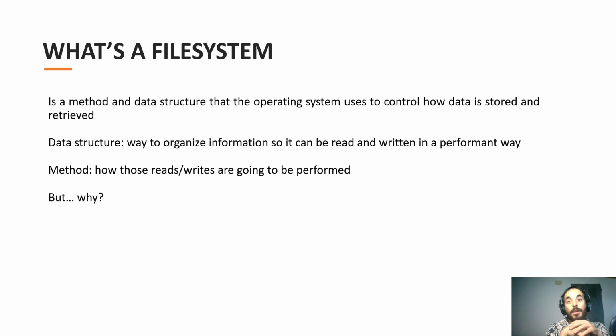One of the definitions of file systems is that it's a method and a data structure that the operating system uses to control how data is stored and retrieved. Okay, reading is easy, but what's that about? It says method and data structure. So what's a data structure in this definition? It's the way that conceptually we organize information so it can be read and written in a performant way.